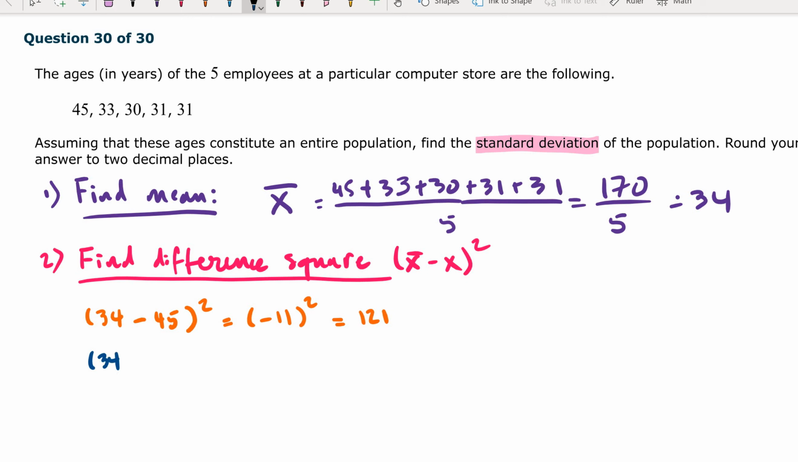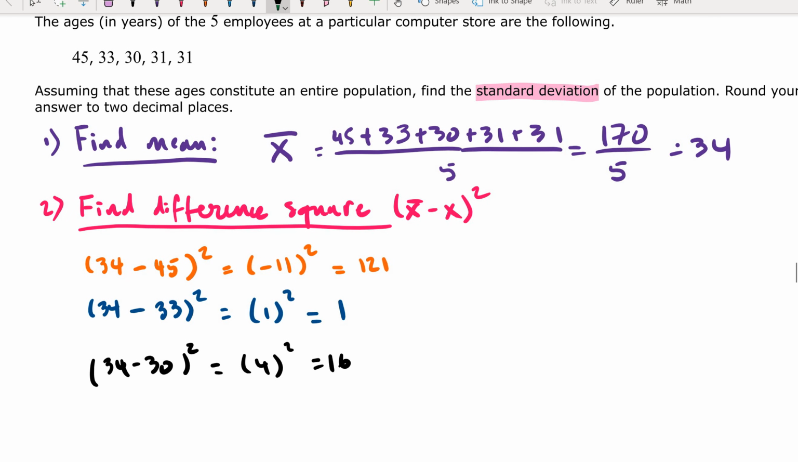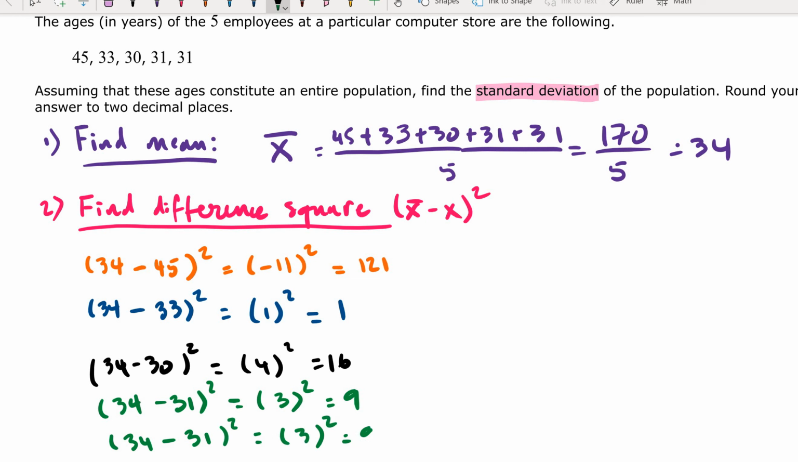34 minus the next element, 33, squared. That will be 1 squared, which is 1. The next one is 34 minus 30, squared. 34 minus 30 is 4 squared, which is 16. Next is 34 minus 31, squared. That will be 3 squared, which is 9. Repeat it again for the next number, because you have 31 in there twice. 9.